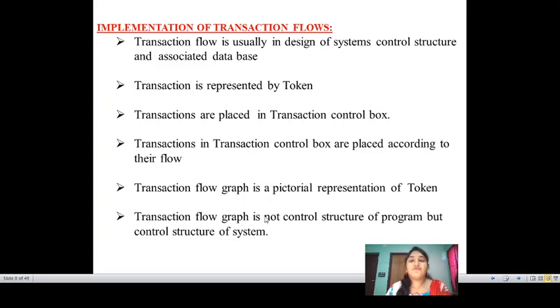Whatever the transaction flow is, it is a graphical representation of a token. Whenever the token is issued, the transaction flow defines the graphical representation, it is processed in the form of forms and placed in the transaction control block, and from the transaction control block it is going to be processed. And this transaction flow graph is not the control structure of a program but the control structure of a system.